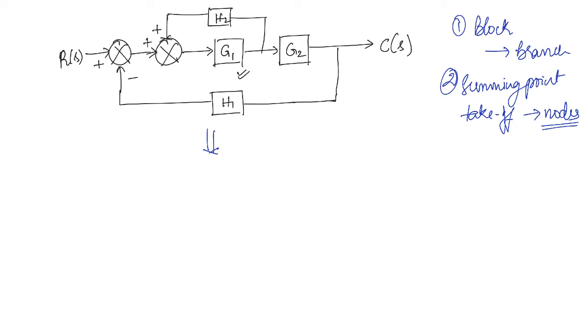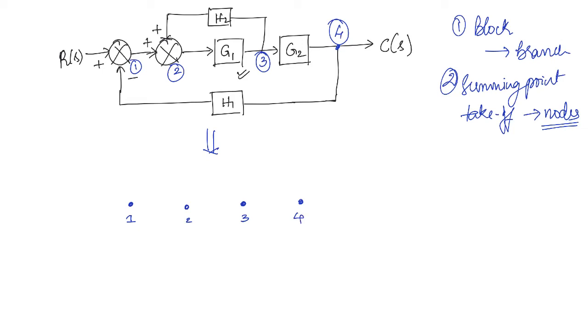Here you have one summing point, this is a second summing point, and this here is a takeoff point. Let us name it as 3. And this is again another takeoff point, we will name it as 4. Now these summing points and takeoff points we will represent by nodes. Since you have 2 summing points and 2 takeoff points, we will take 4 nodes in total. So this will be 1, this will be 2, 3 and 4.